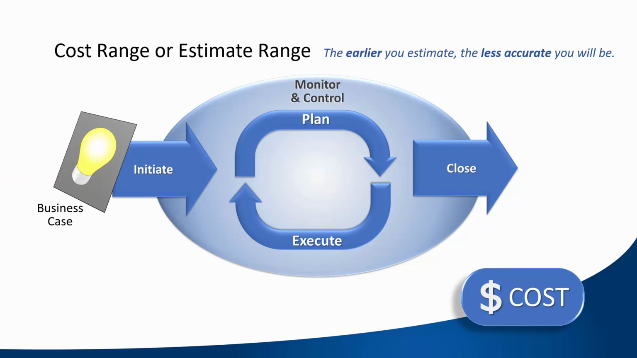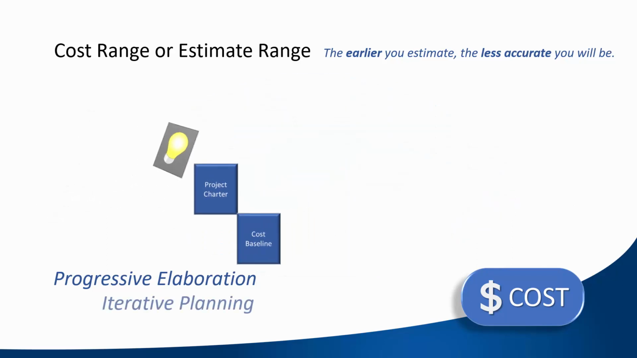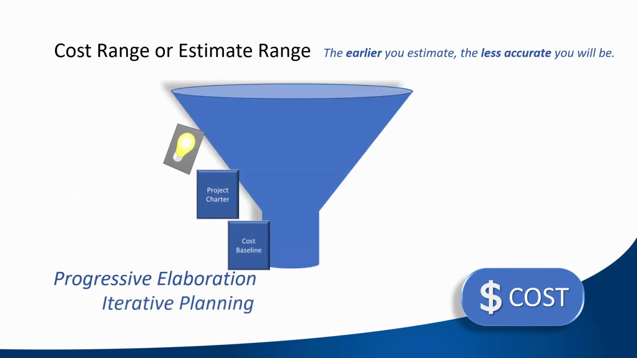When we discuss progressive elaboration, we recognize that our understanding of project scope would evolve. Estimates in the project charter are more accurate than in the business case, and the cost baseline is even more accurate. This progression of accuracy is often portrayed in a funnel shape. The funnel shows that the estimate range is widest at the top, or earlier in the life of the project, and narrows as the project goes on.